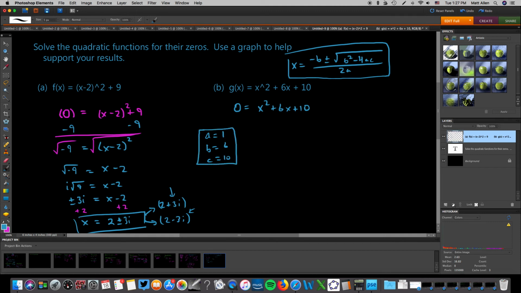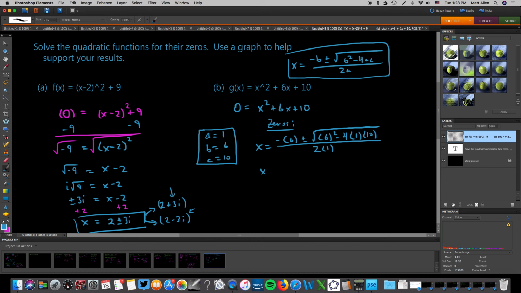Let's go ahead and then say that our zeros then have to be negative b, so negative 6, plus or minus the square root of b squared, so we're going to get 6 squared, minus 4 times a, which is 1, times c, which is 10, and this is all going to be over 2 times a, which is 1. So already we've found our zeros here. We just need to clean this up a little bit.